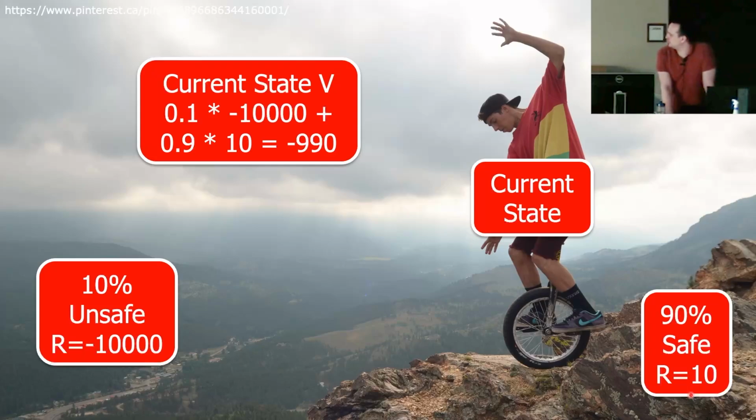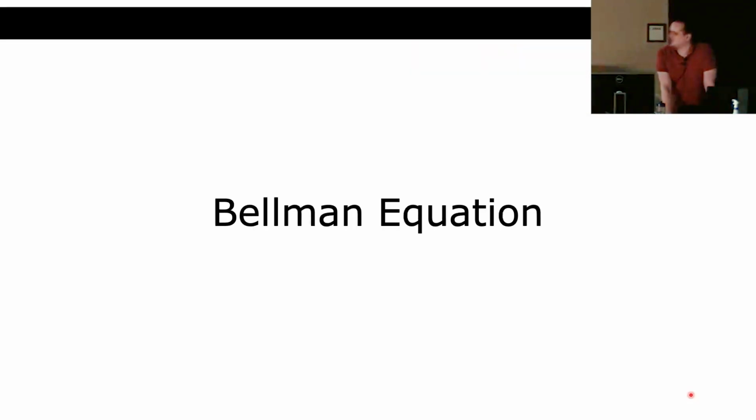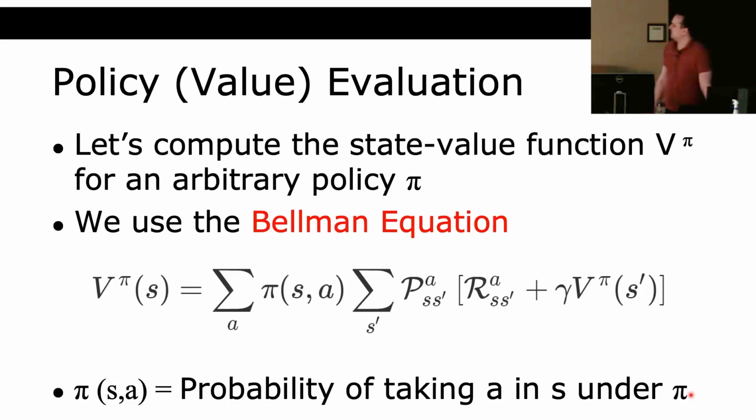So it turns out that this is all done using something called the Bellman equation. Has anyone seen the Bellman equation before? Probably wouldn't have seen it, but this is the big honkin' Bellman equation. And it looks a bit scary at first. I was a bit scared when I first saw it, but it turns out it just says exactly what we were talking about. It's just now in mathematical form instead of English form.